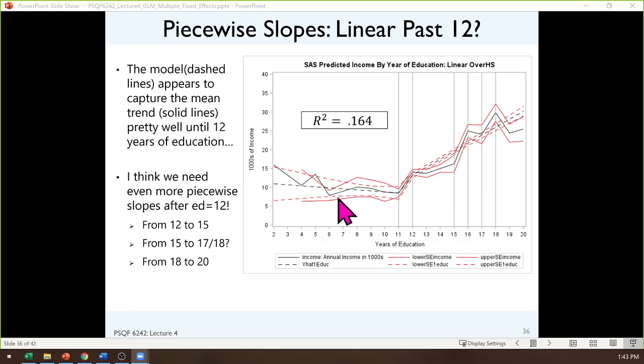So yeah, I'm happy with the fit up to 12. I think the fit from 12 to 20 needs some work. So if I were pursuing these analyses for a real publication, I would not leave it at this. But for the purposes of this class, I think that's enough, because I've got another example that we'll do next time. Okay, questions?